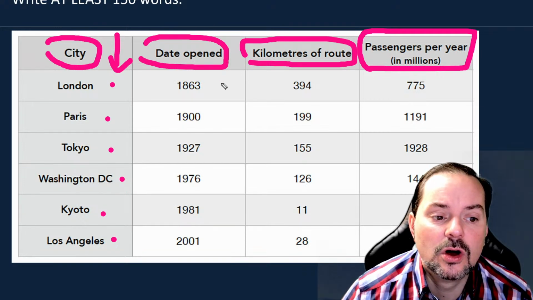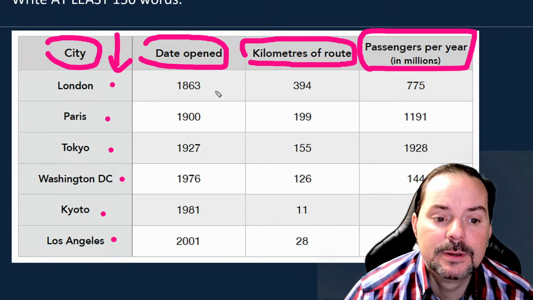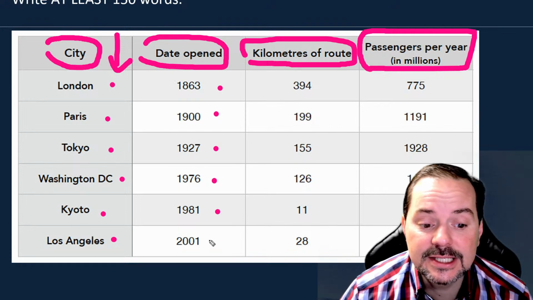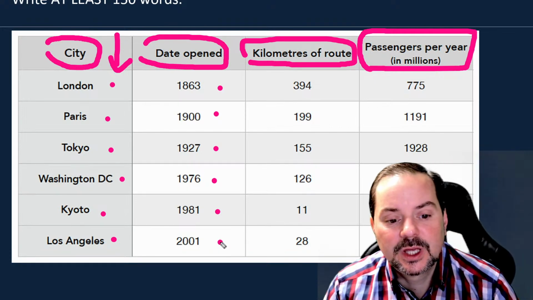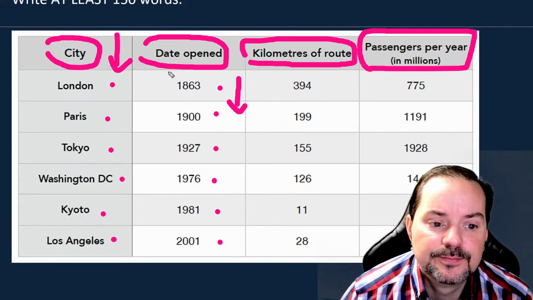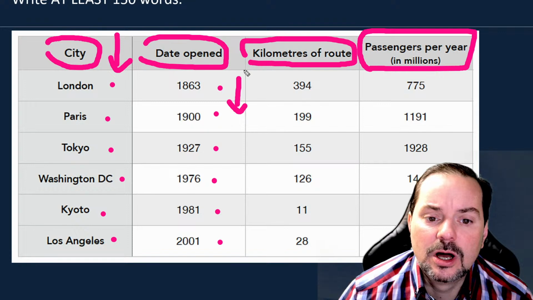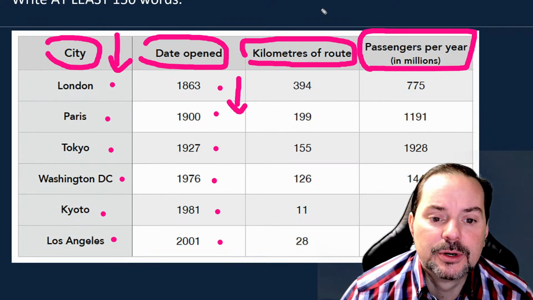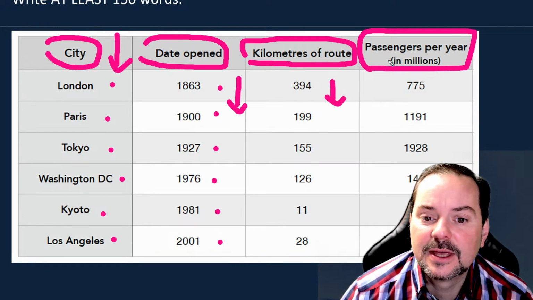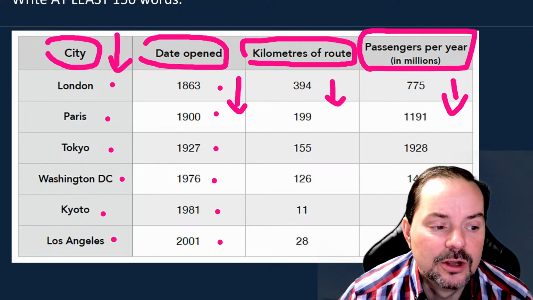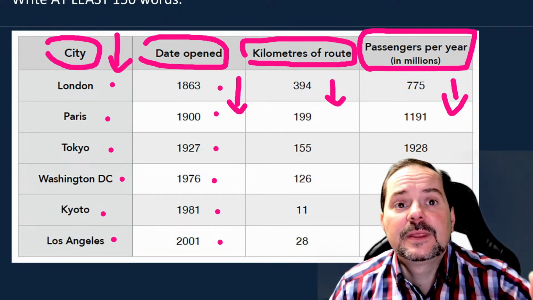In the second column, we have the date that they were opened. London being the earliest, 1863, then 1900, 1927, 76, 81, and Los Angeles, 2001, in the new millennium. You can kind of see that this one's chronological order, which is nice. And then we have the kilometers of route, so the amount of kilometers that they stretch, and we've got that. And then the passengers per year in millions in the final column. Okay, so start thinking about that, members.